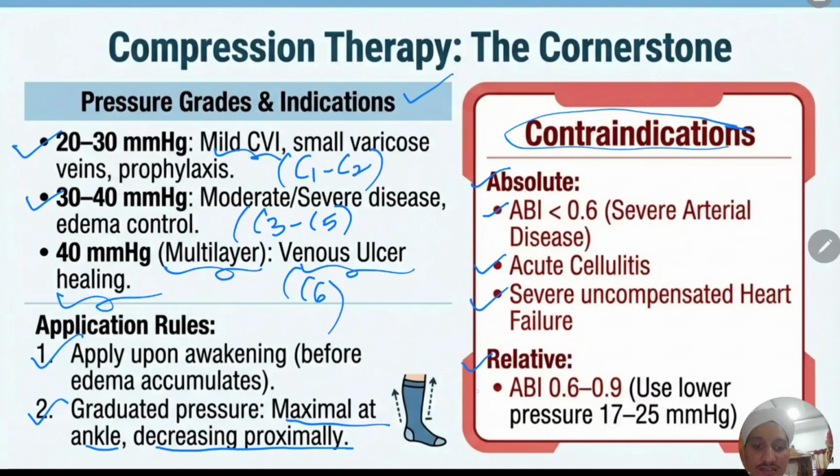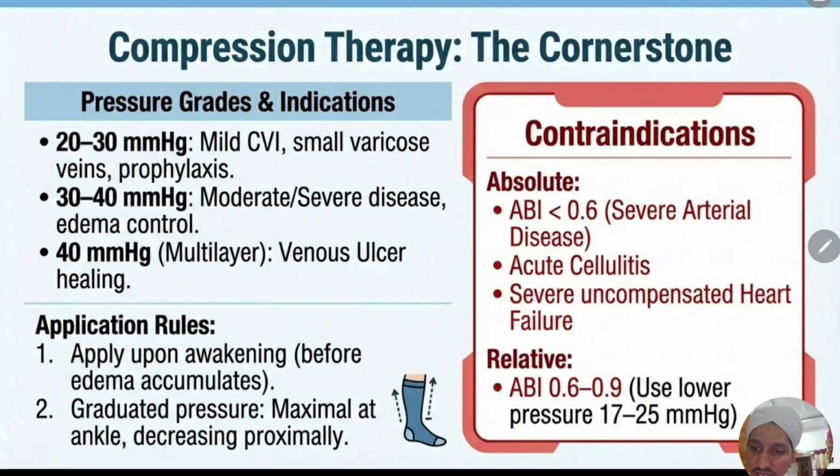Relative contraindication is an ABI between 0.6 and 0.9. So use lower pressure, that is a 17 to 25 mmHg pressure gradient. Compression bandages, how you should apply, when you should apply, everything is there. Before edema accumulates you should apply, not at night, in the morning.